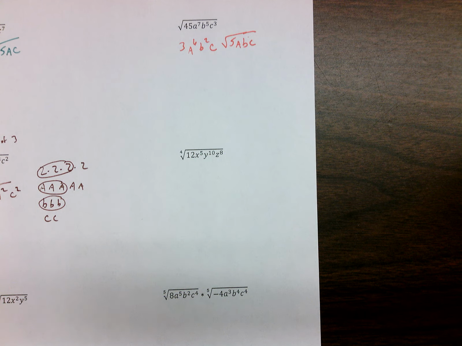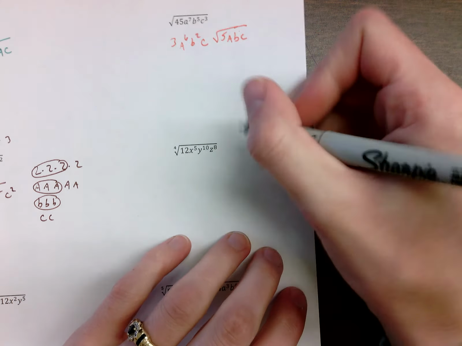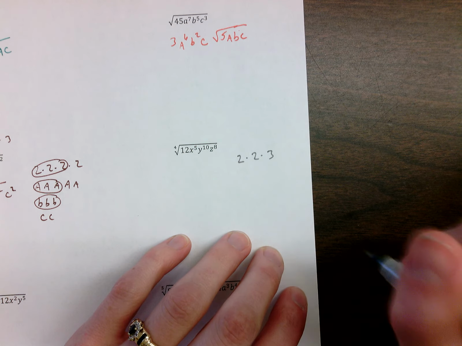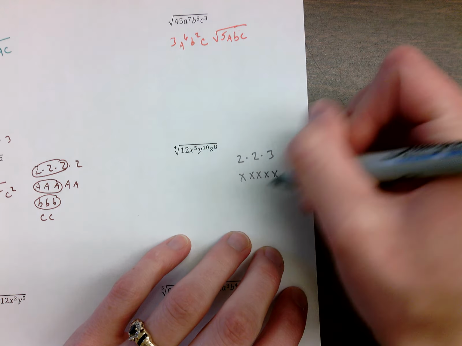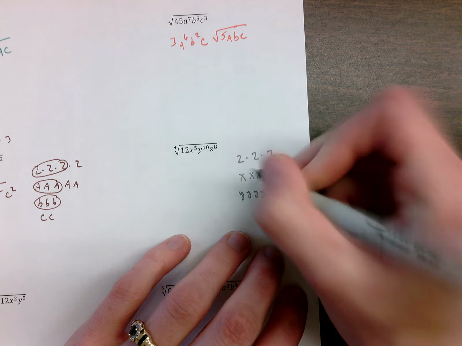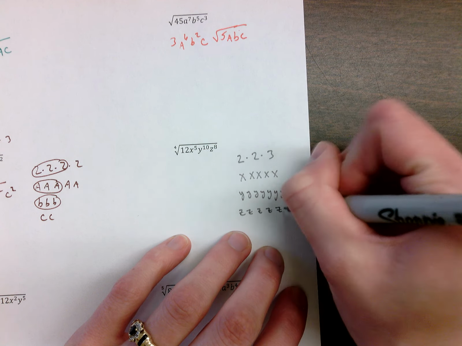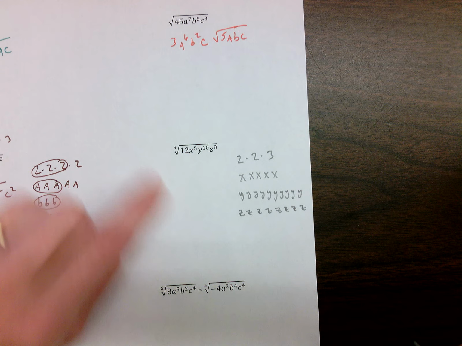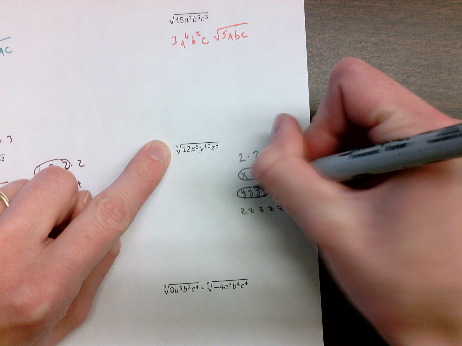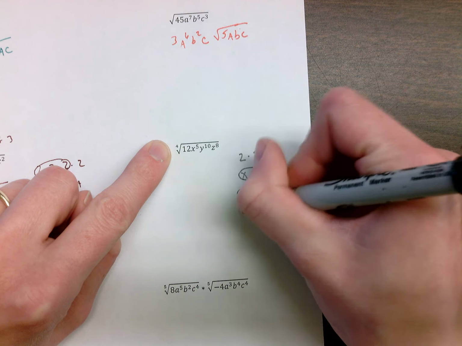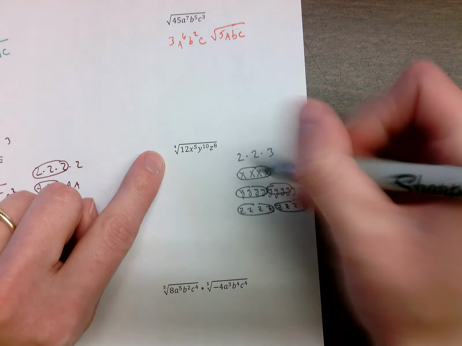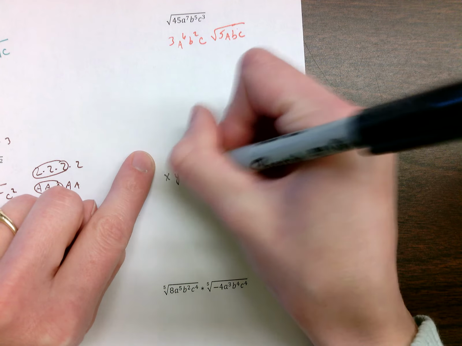Okay, this guy over here, we're looking for sets of 4. So with my 12, 12 is 2 times 2 times 3. I've got 5 X's. I've got 10 Y's. And then 8 Z's. Okay, so again, I'm looking now for sets of 4. So here's a set of 4. Here's a set of 4. Here's a set of 4. 4, 4. So on the outside, I'm going to have an X, 2 Y's, 2 Z's.